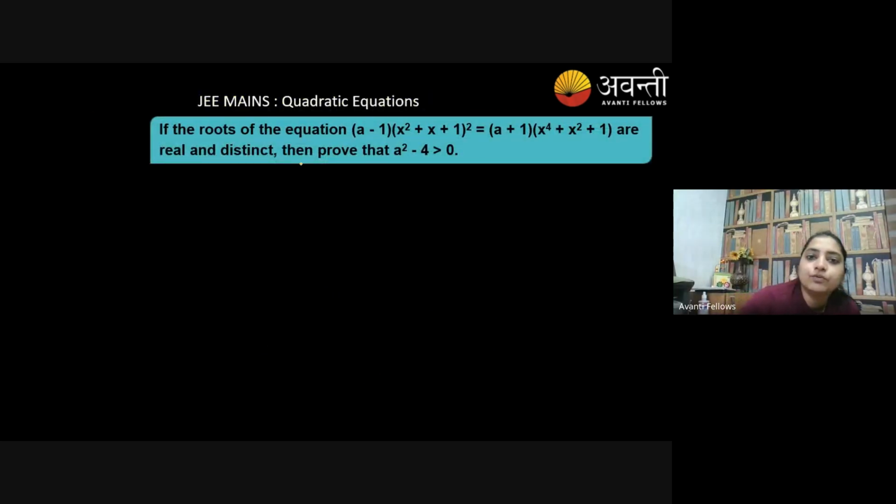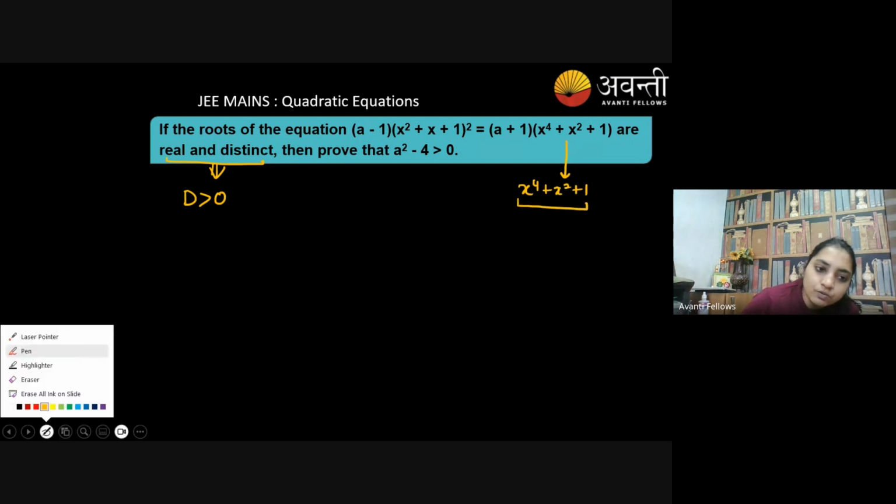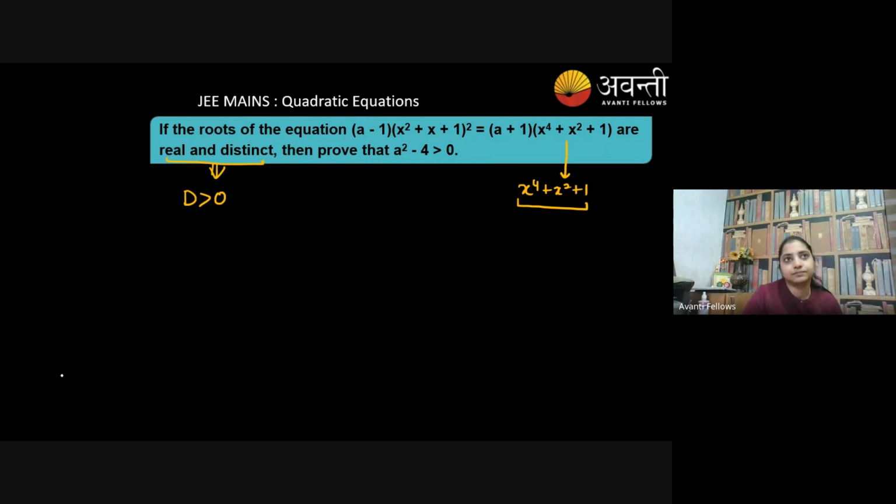They said if the roots of the equation are real and distinct. So real and distinct gives you what? It means D greater than 0. Very first thing, whenever you see this factor, x power 4 plus x square plus 1, this will be factorized. Anyone know what will be the factorization for this? Anyone having any idea? No?